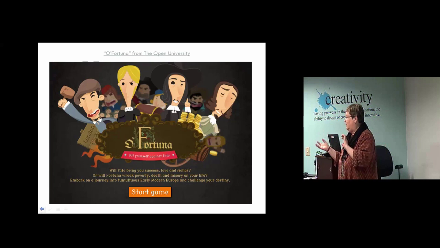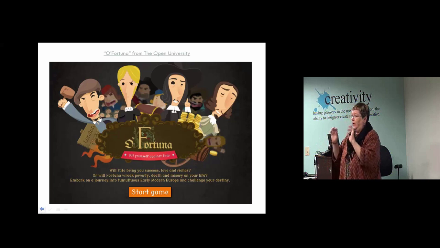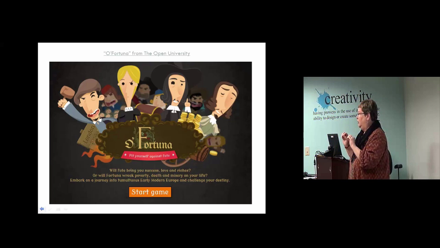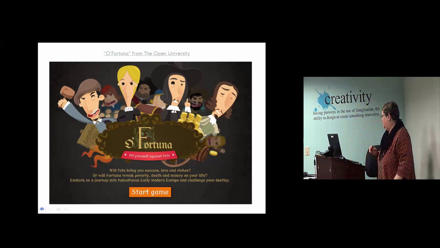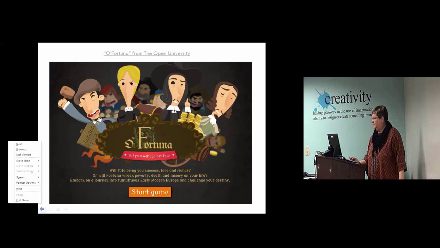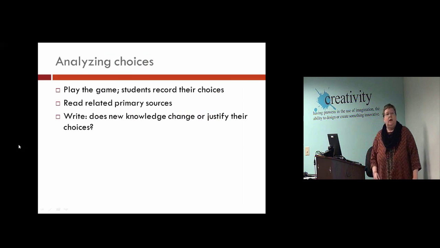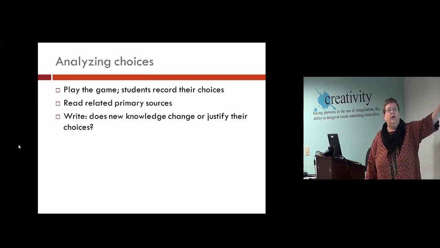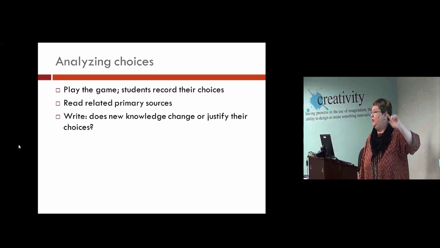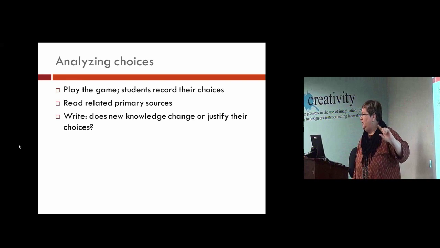And so they make certain choices throughout the game. Do you invest in this venture or do you save your money? Do you move or stay where you are even though you're in danger? So I had them take note of the choices that they made. And then, after they recorded their choices, I gave them primary sources that were related to the issues.